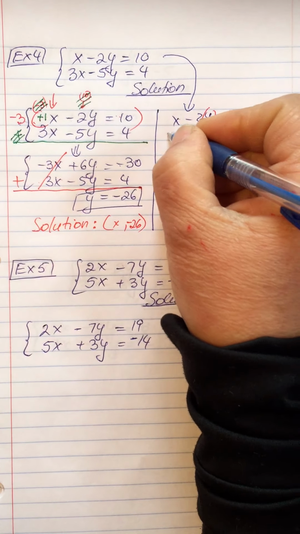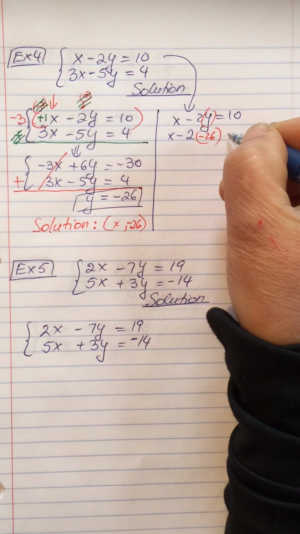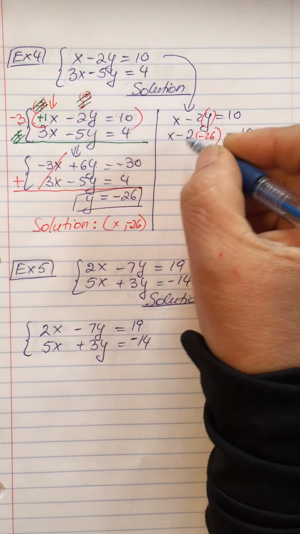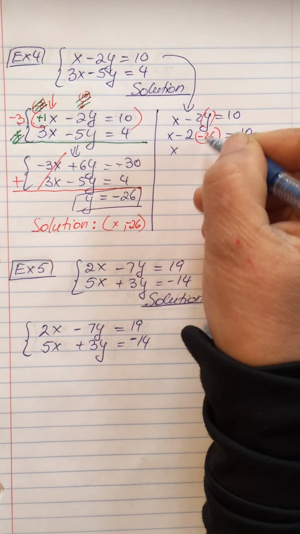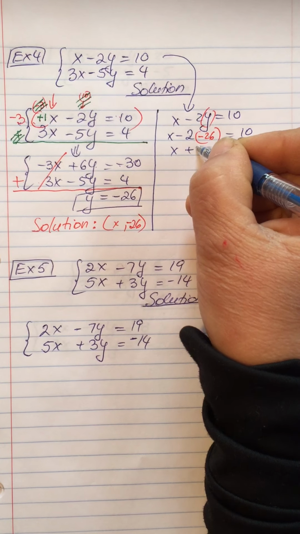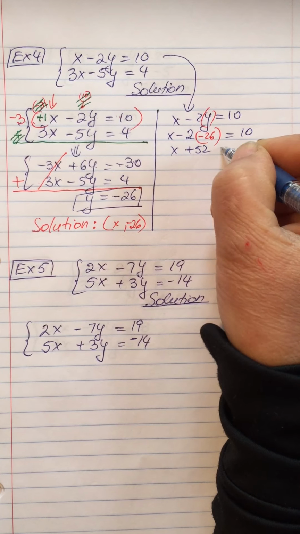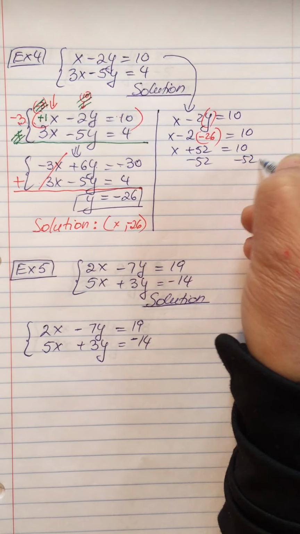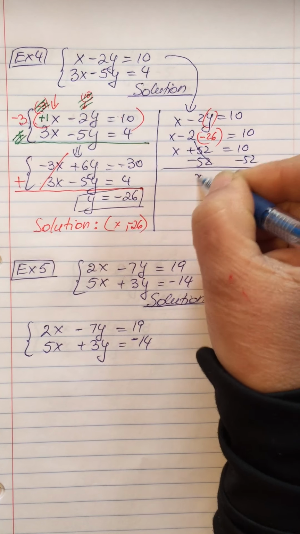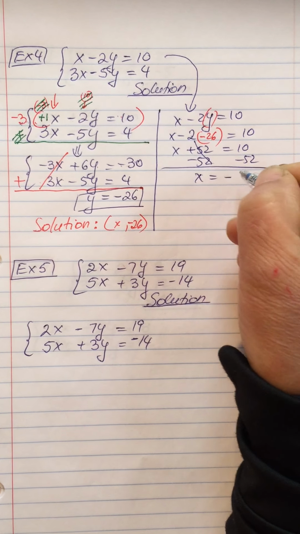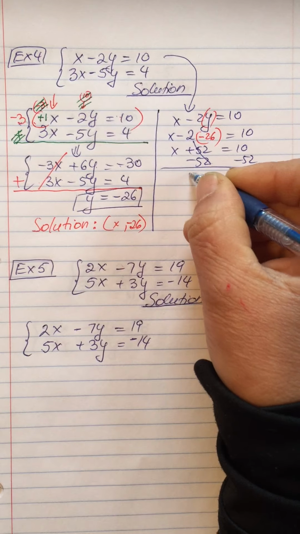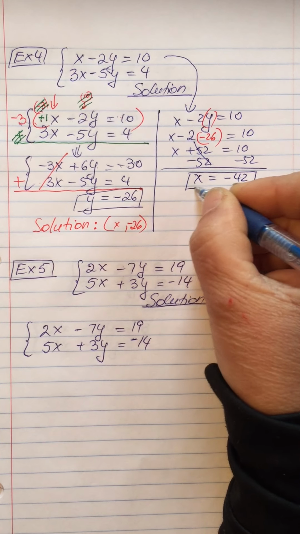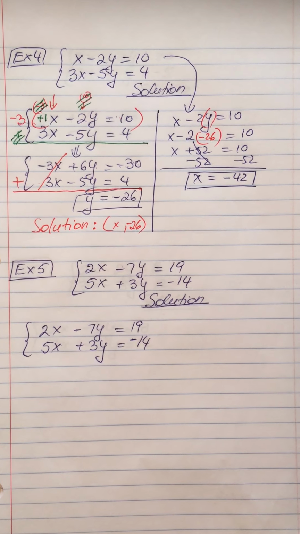So I have x minus 2 times negative 26 equals 10. x minus 2 times negative 26 becomes x plus 52 equals 10. I remove 52 by subtracting 52 from both sides. So x is negative 42, which is the first coordinate of my solution.